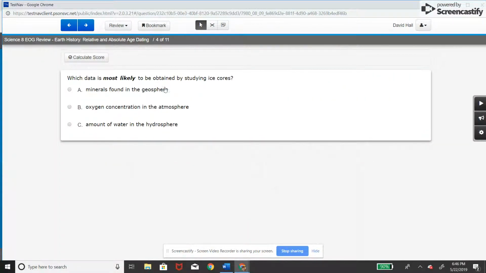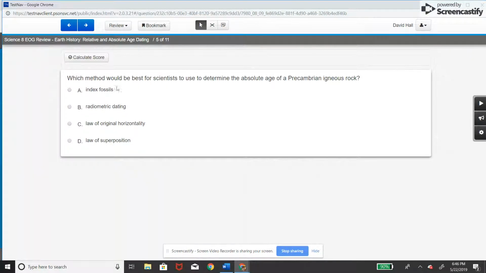Which data is most likely to be obtained by studying ice cores? Ice cores, we know, tell us about climate, and about concentrations of oxygen and carbon dioxide. So minerals, nope. Oxygen, yes. Which method would be best for scientists to use to determine the absolute age? Absolute age, index, no. Relative, no. Radiometric, same as absolute. Law of original horizontality, we didn't say that. Superposition only gives a relative age. What's older, which one's newer. That's all.